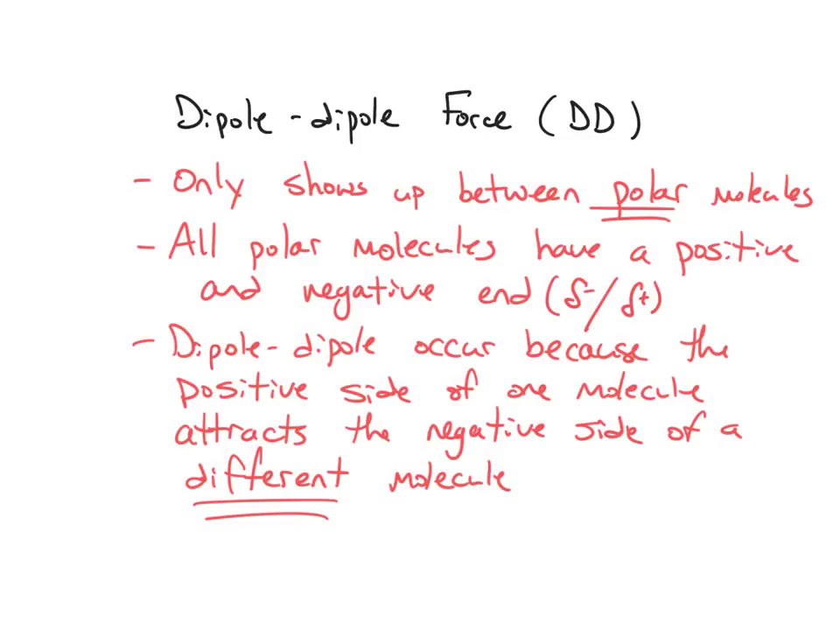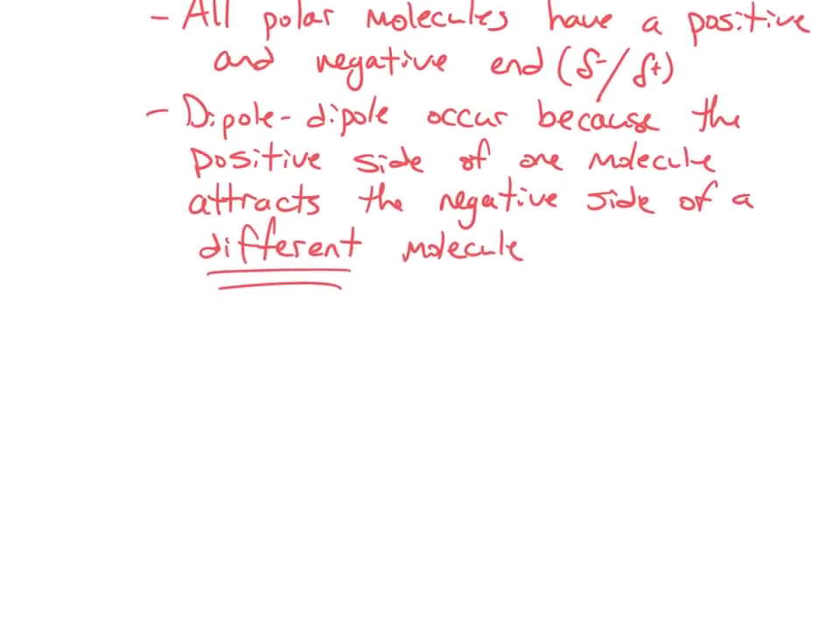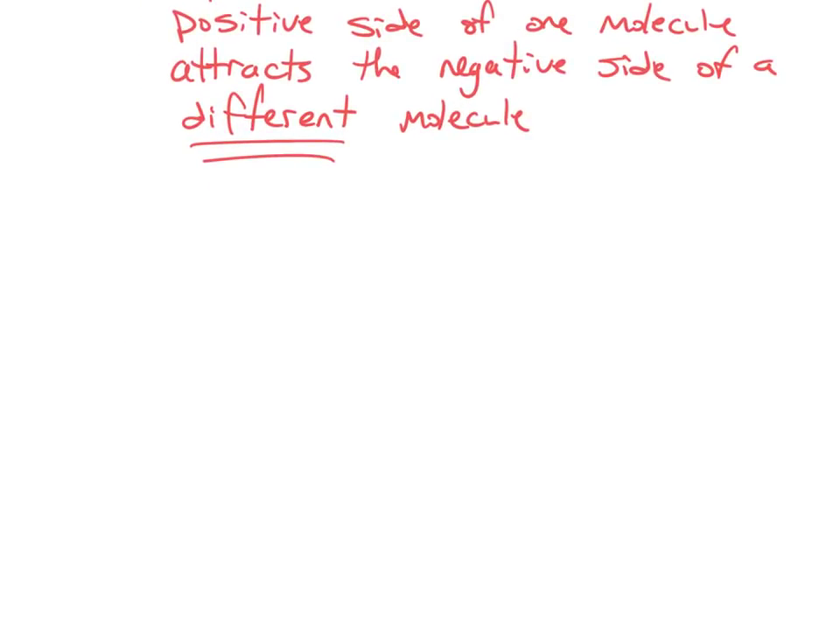Because the molecule itself isn't ionic, it's covalent, but it's got a negative and a positive sign. Dipole-dipole force occurs because the positive side of one molecule attracts the negative side of a different one. I'll illustrate it one more time. I'm going to show you two different molecules attracting one another using dipole-dipole forces.